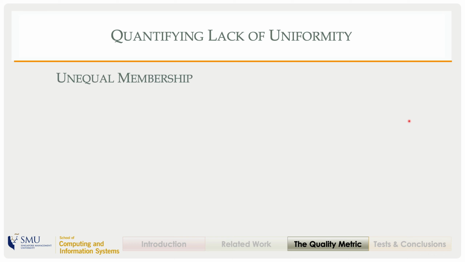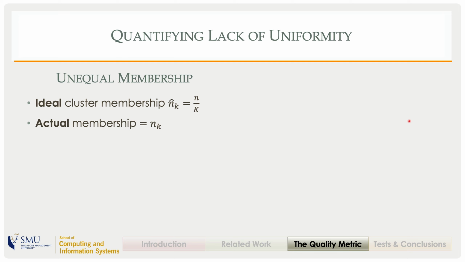So how do you quantify a lack of uniformity? Let's take a look at the membership first. Ideally, if you have k clusters out of n data points, the membership should have been n_k hat, which is n divided by k. The actual one that you get is n sub k.